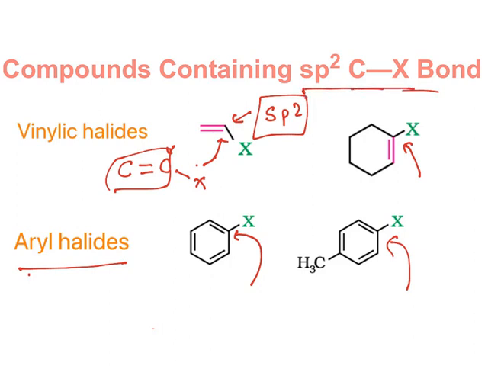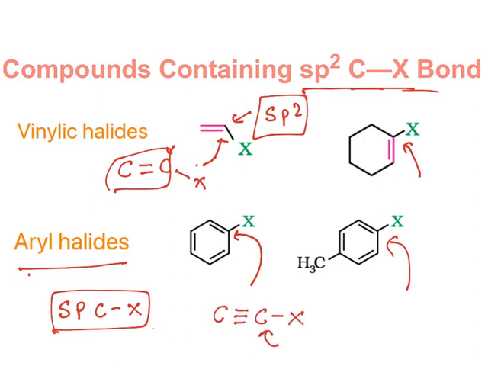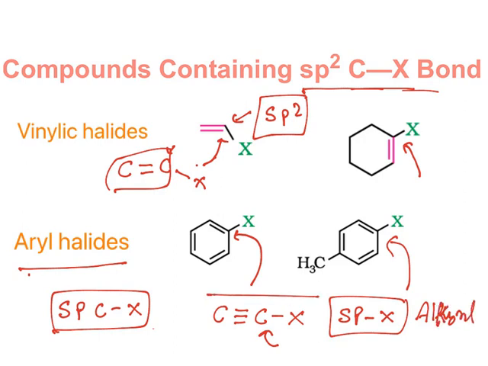Now in NCERT there is no word about sp carbon and halogen bond, but for your information, when you have a triple bond and halogen attached to this carbon, these are known as sp carbon-halogen bond. These are known as alkynyl. There is no word about this one in NCERT books, but understand this one because we are reading about sp3 carbon-halogen bond, sp2 carbon-halogen bond, and this one is sp carbon-halogen bond.